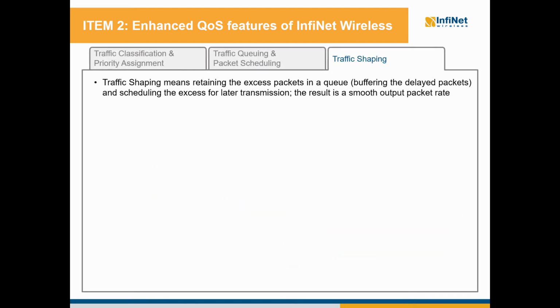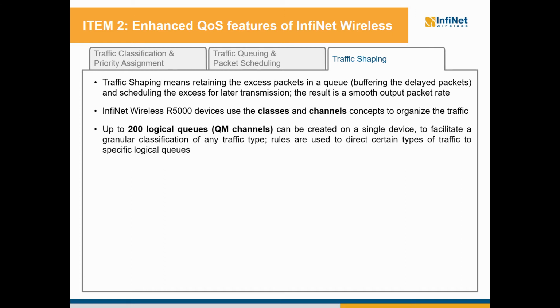Traffic shaping means retaining the excess packets in a queue or buffering the delayed packets and scheduling the excess for later transmission. So the result is a smooth output packet rate. The Infinet Wireless R5000 devices use the concepts of classes and channels to organize the traffic.